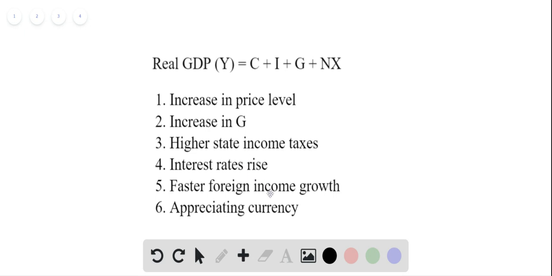And finally, let's consider an appreciating currency, which means that our domestic currency is essentially stronger than a foreign one, and we can purchase more goods with it. A higher exchange rate between the dollar and a foreign currency just means that it will lead to less exports because it'll be more expensive for foreign countries to purchase our goods, and it'll lead to more imports because it'll be essentially cheaper for us to purchase goods from foreign countries. All this will mean is a decrease in net exports, and this will result in a leftward shift in the aggregate demand curve.